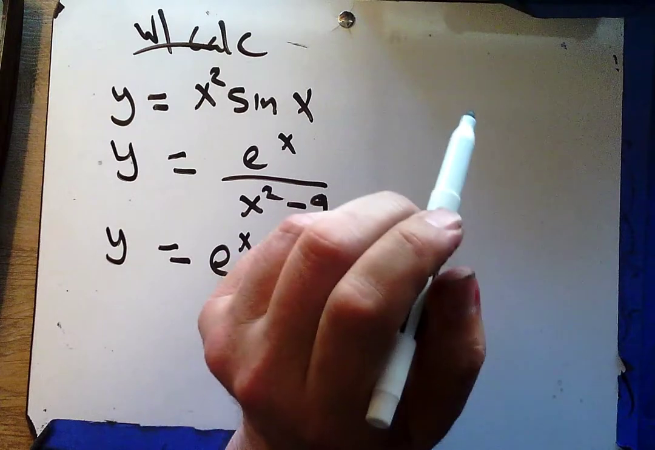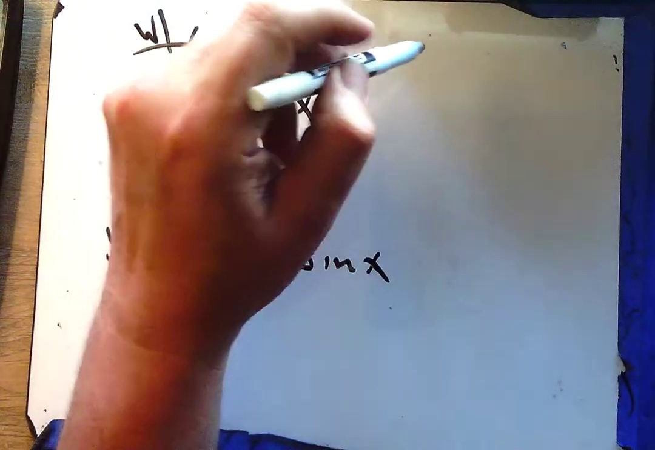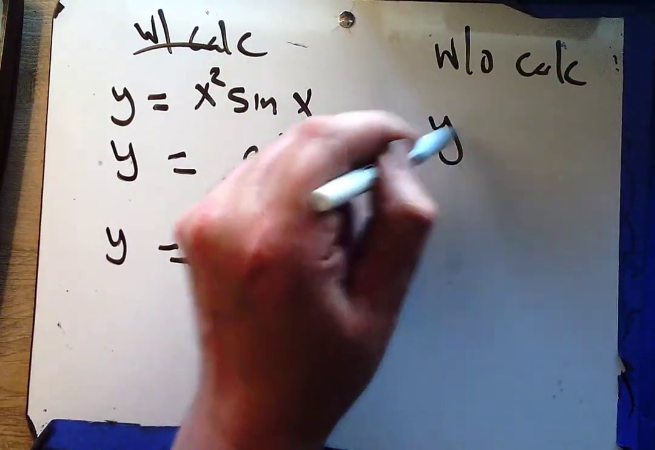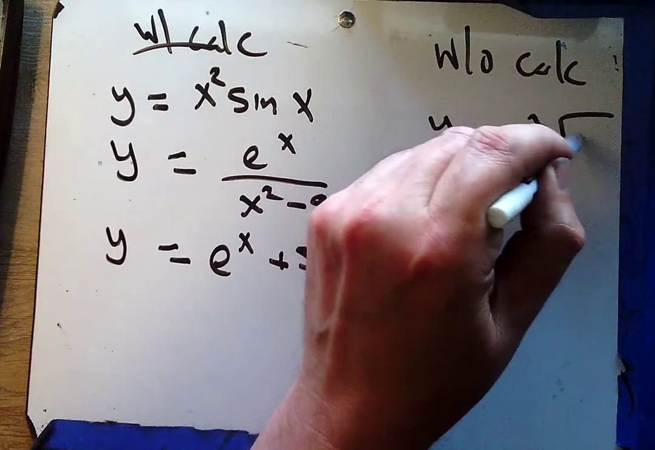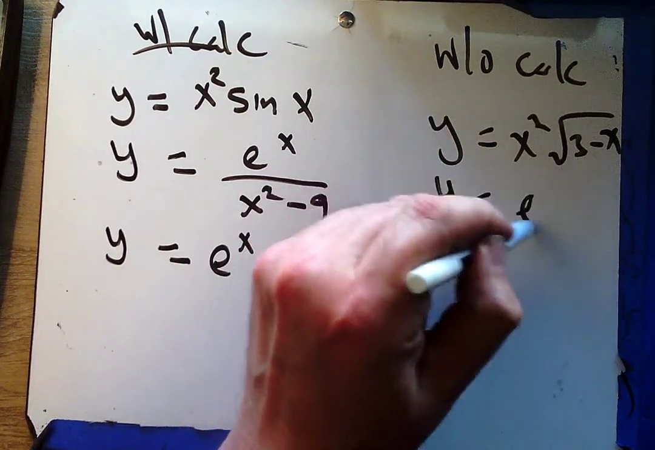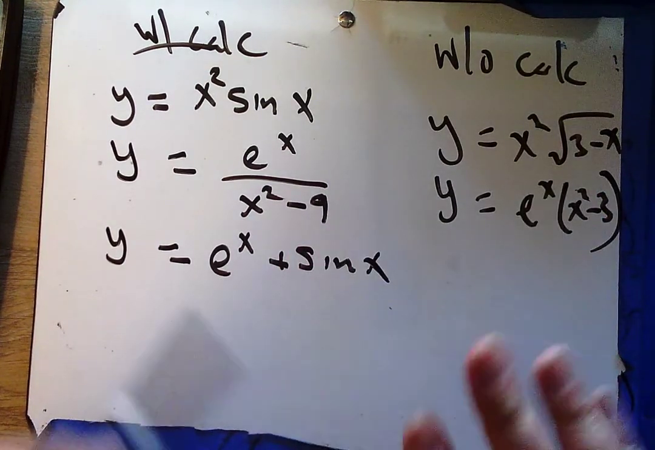If you're looking for some more practice by hand, maybe without calculator, y equals x squared square root of 3 minus x, or even y equals e to the x squared minus 3. Okay? Give those a try.